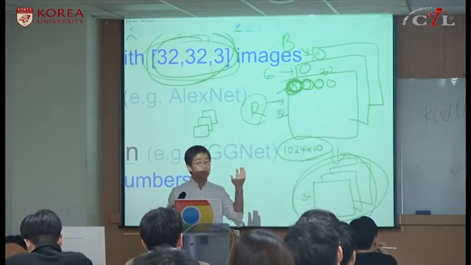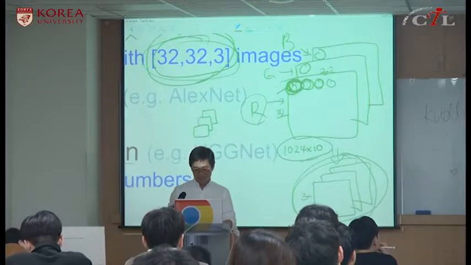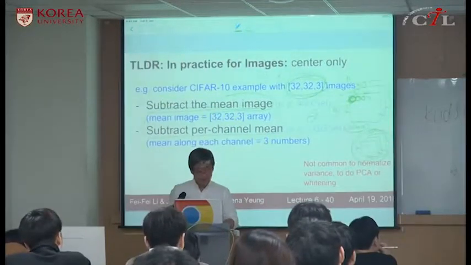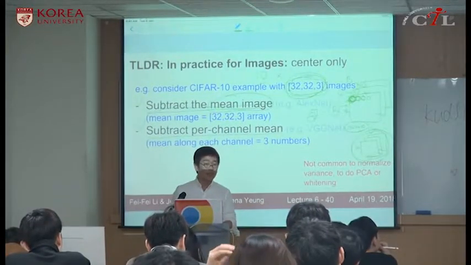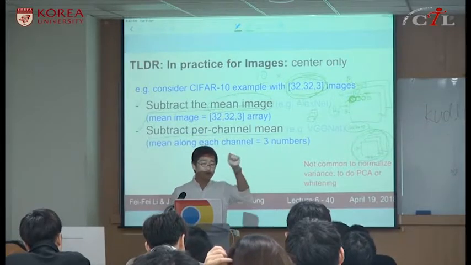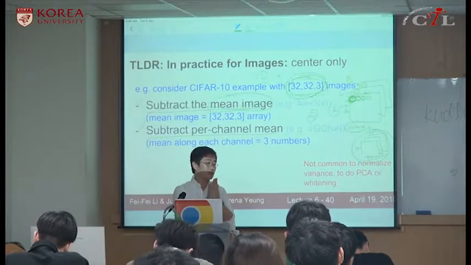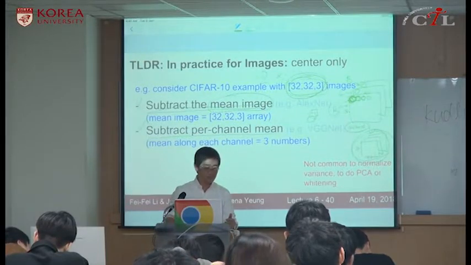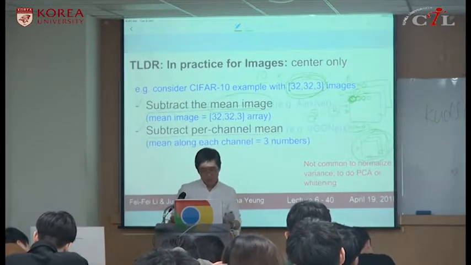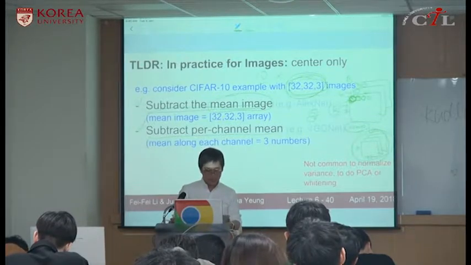And then we subtract this average number for R from every pixel within the R channel in our given image, right? So we basically subtract the same average value for all the different pixel positions within the particular channel of R, G, and B, right? So that's the difference of this per channel mean from the mean image.